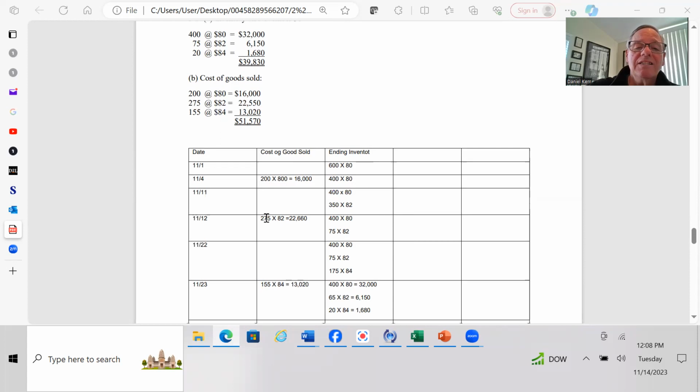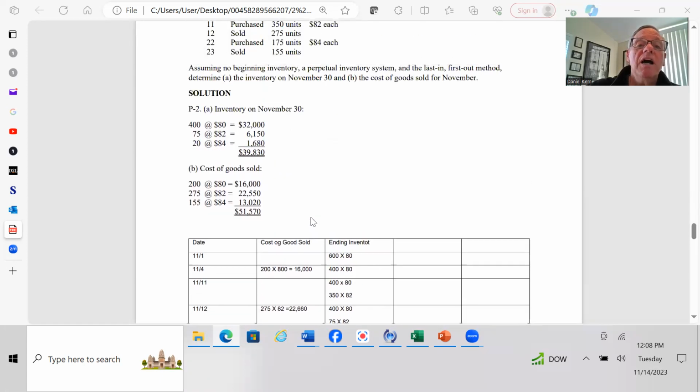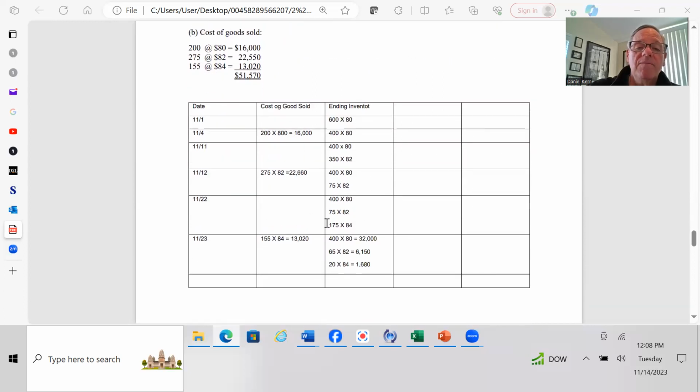But again, it's last in, first out. So you're actually going to sell those out of the most recent purchase. So those 275 units come out of this purchase at 82, which means you still have the stuff you had at the first purchase, but now you've only got 75 units at 82. And then on the 22nd, you purchased 175 units at 84. So there I added to the inventory 175 units at 84.